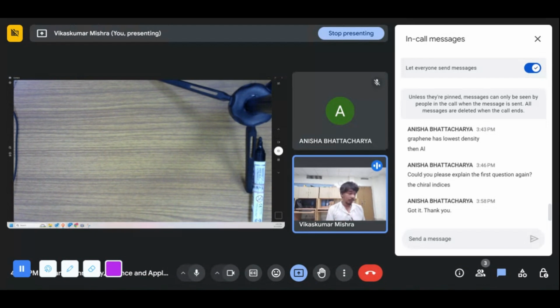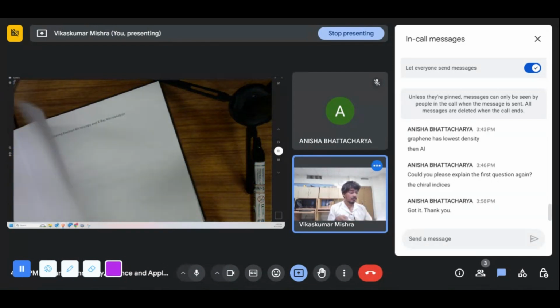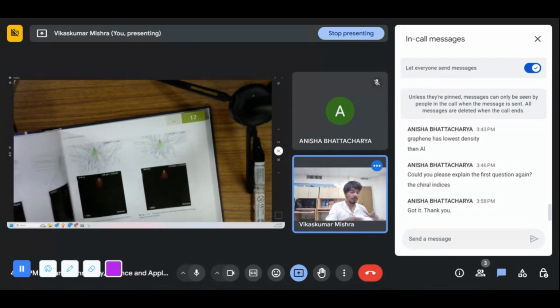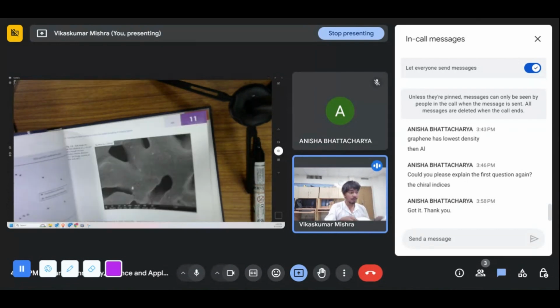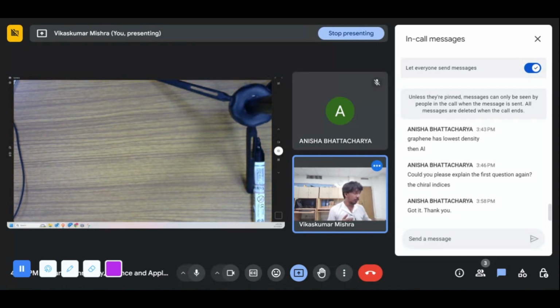There are a few more, like for the SEM. For the SEM, I follow this particular book, Scanning Electron Microscopy, and you will find in-depth stuff mentioned over here: how the images are formed, and what challenges one faces while doing SEM. It is mostly for operators, who also read this book. So these are the recommendations on books from my side in regard to this course. With that, our doubt solving sessions are all over.